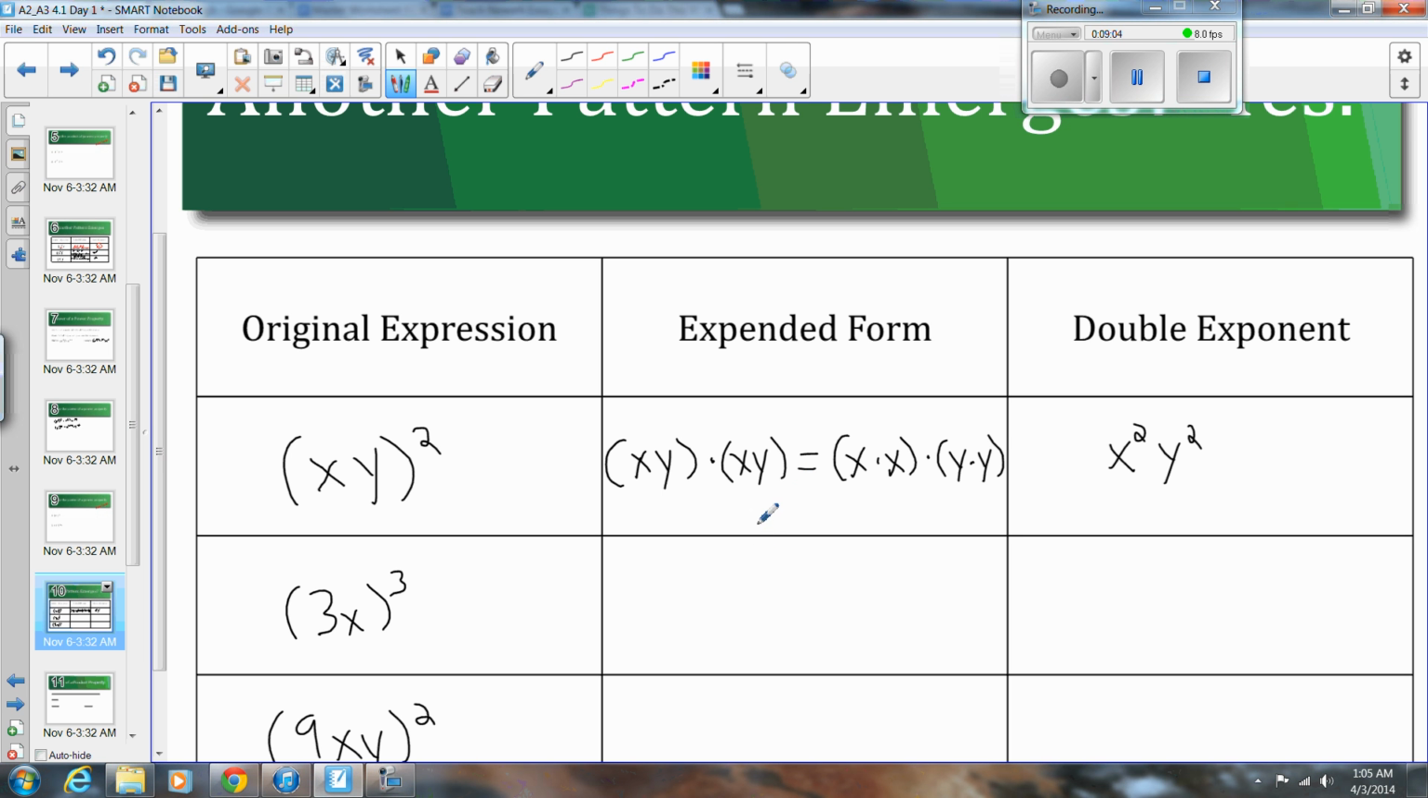Actually, you can think about it as the associative property as well. At any rate, it doesn't matter. I can reorganize this x and that x to make x squared, and then this y and that y to make y squared, right? So then what is that really? That's x squared times y squared.